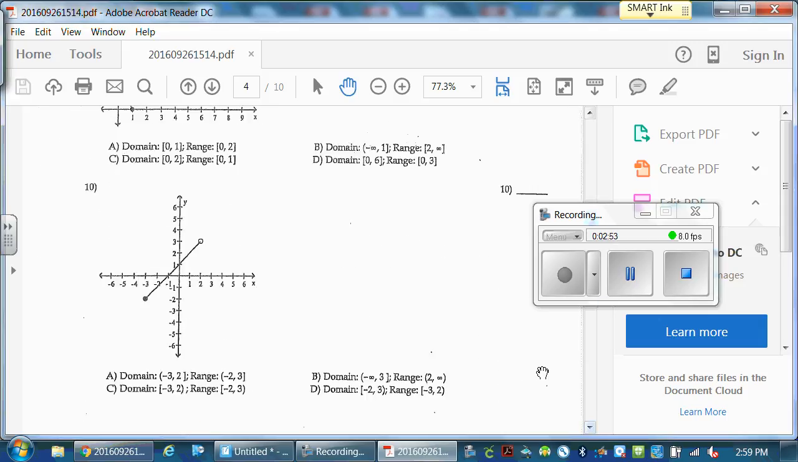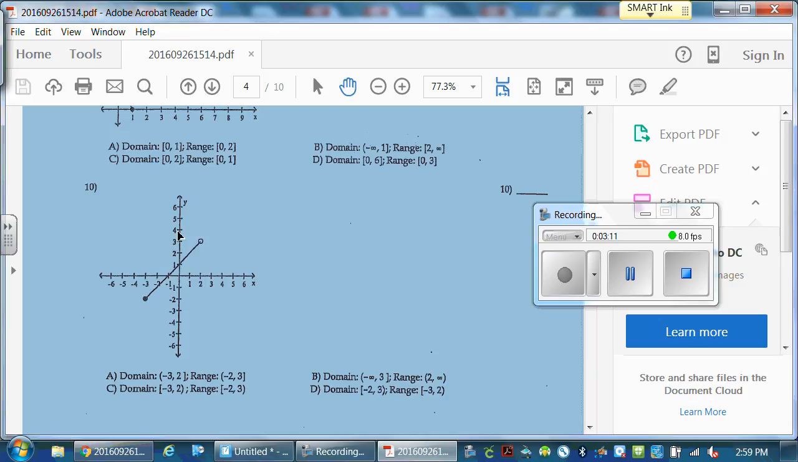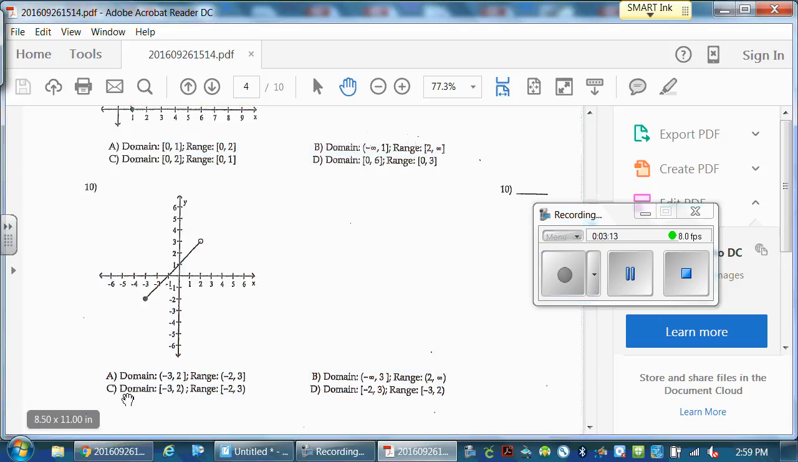Number 10, the domain from left to right is negative 3 to 2. Negative 3 should have a bracket because of the closed circle. Positive 2 should have a parentheses because of the open circle. And it looks like C is the only one that has that, but let's check the range as well. Range should be from negative 2 with a bracket to positive 3 with a parentheses, which is also the answer in letter C.